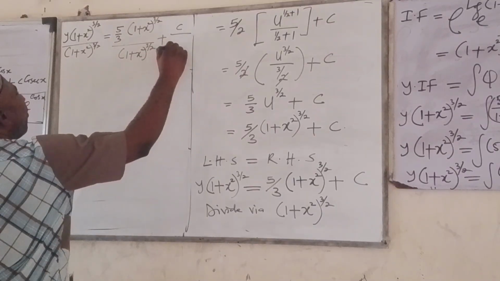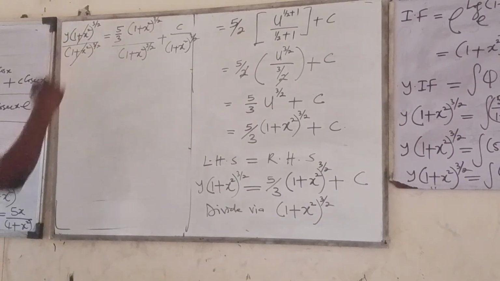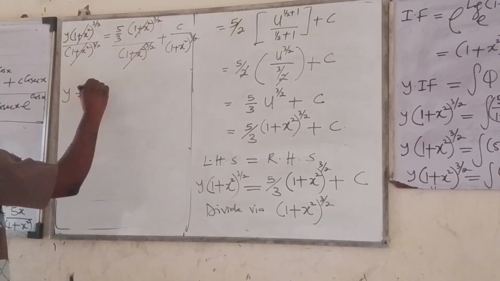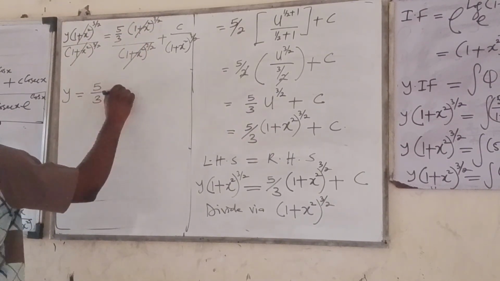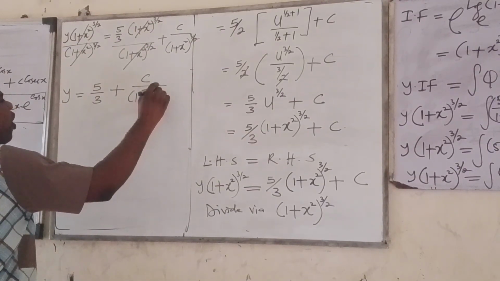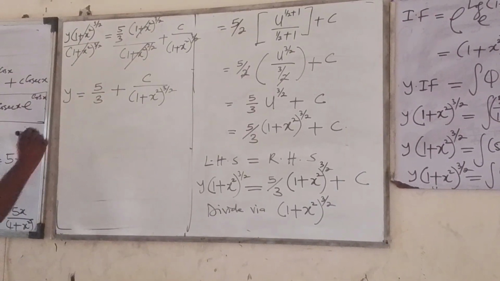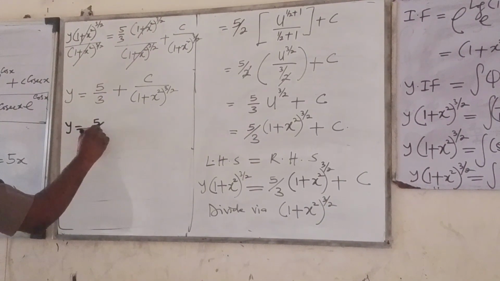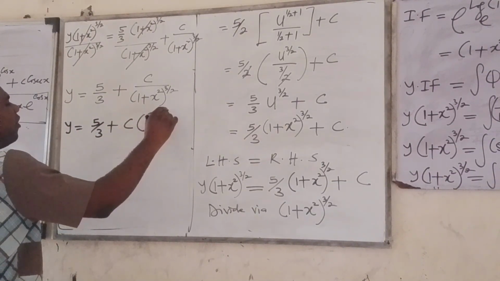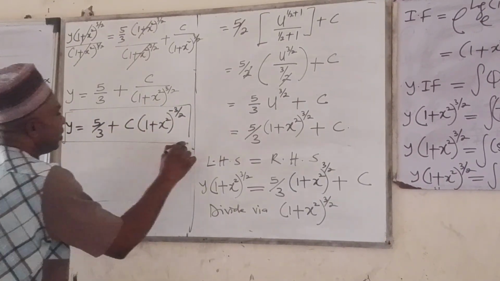So here we have 1 plus x squared raised to the power of 3 over 2. This will cancel this, and here we'll be left with y. Now this will cancel this, and we'll be left with 5 all over 3. And here we have plus c all over 1 plus x squared all raised to the power of 3 over 2. So this can also be expressed in this form: y will be equal to 5 all over 3 plus c times 1 plus x squared all raised to the power of minus 3 all over 2. So this is the equation.